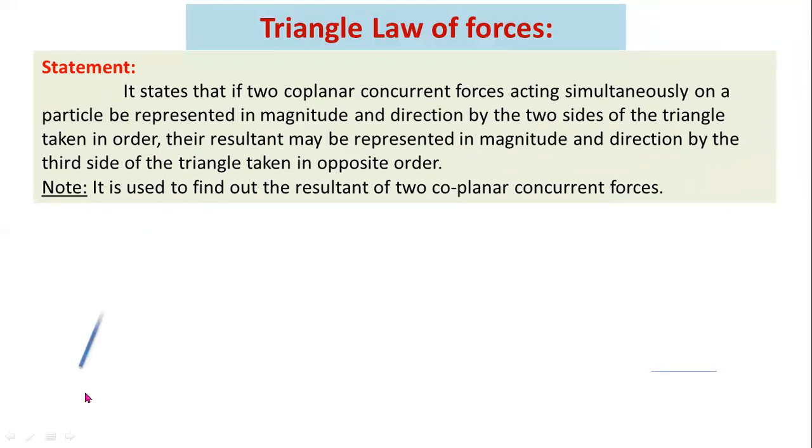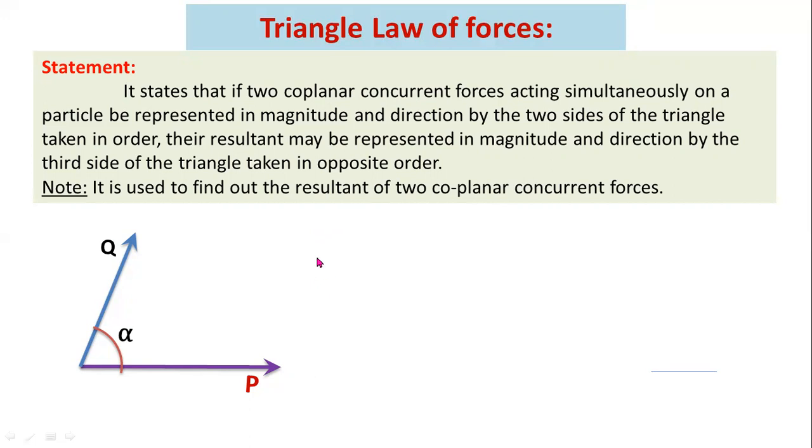From this statement, forces P and Q are the two concurrent coplanar forces. These two forces lie in a single plane and meet at a common point. The angle between these two forces is alpha. Here, from the triangle law of forces, we have to find the value of the resultant.